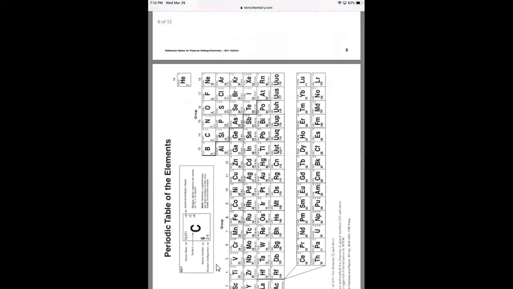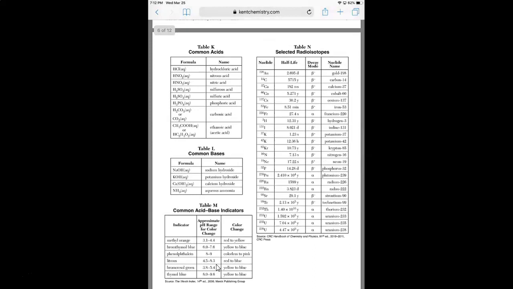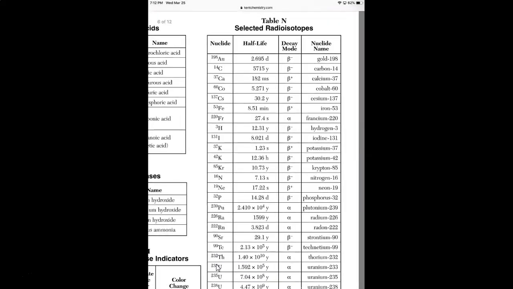So Table N is a new reference table that we've never used before. It's right here, and it gives you a whole list of nuclides. Those are like radioactive elements, and it tells you their decay mode. So gold-198 is the first element. And see in the decay mode column, there's a β- sign. That means when gold-198 decays, it gets rid of a β- particle. What the heck is a β- particle?